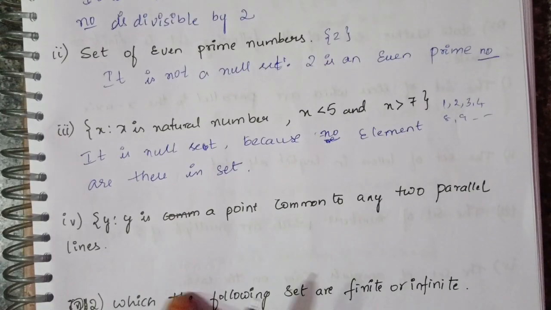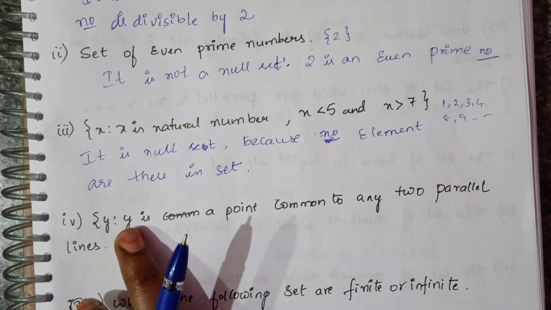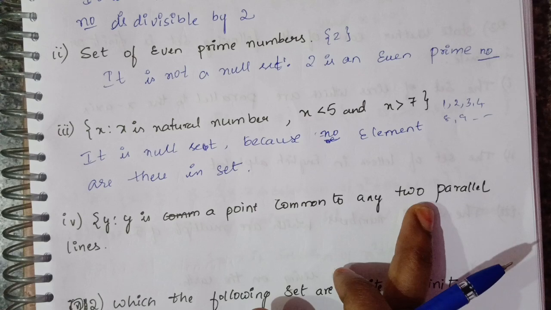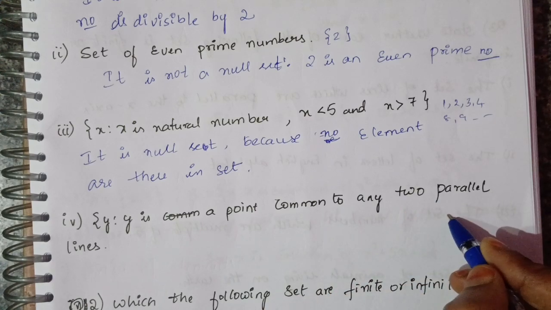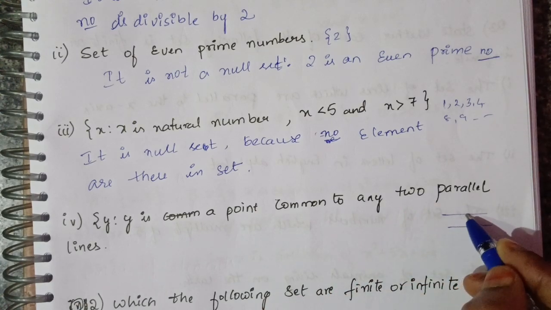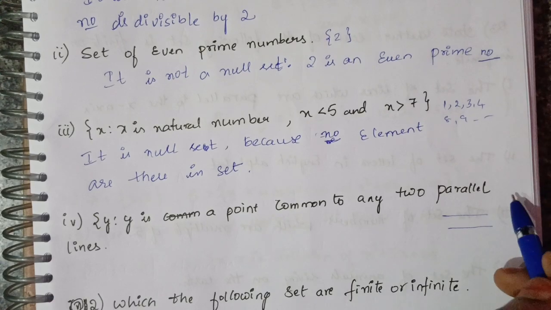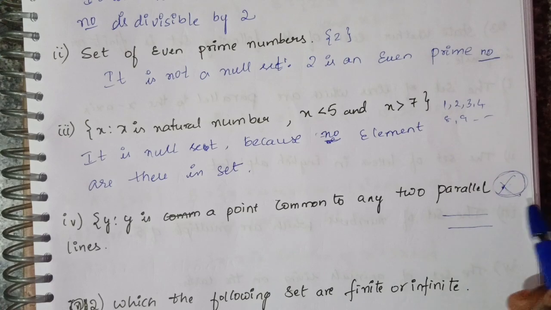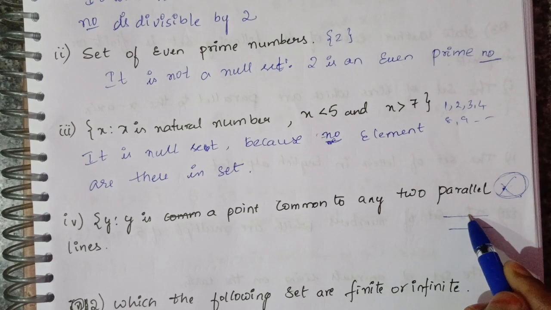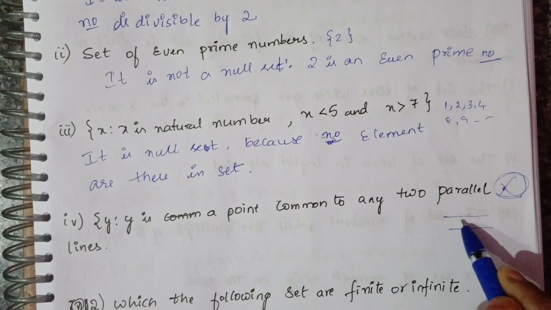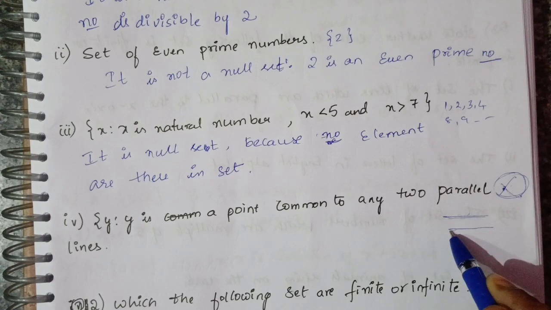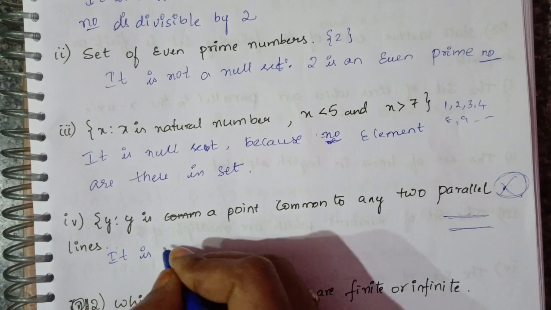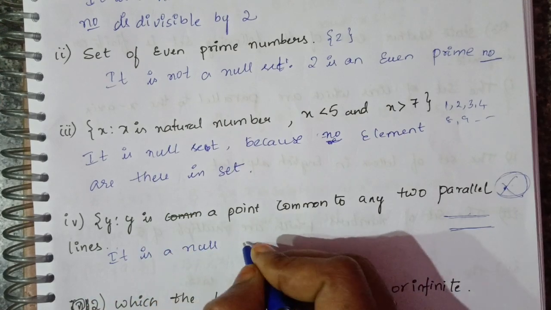Next, y is such that y is a common point to any two parallel lines. Parallel lines means the lines do not intersect each other. Common point means, if they intersected, a common point would be there. Here they are saying no such point y lies there. So it is a null set.